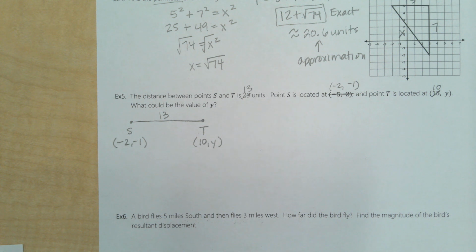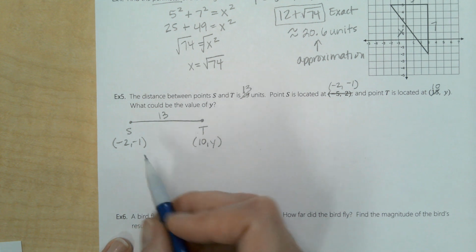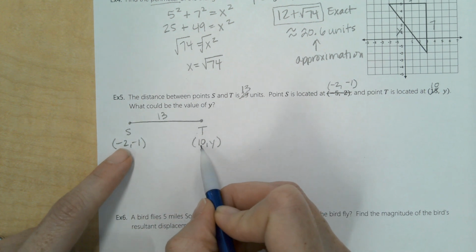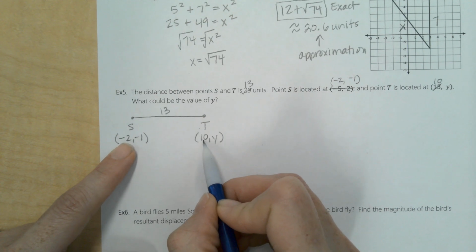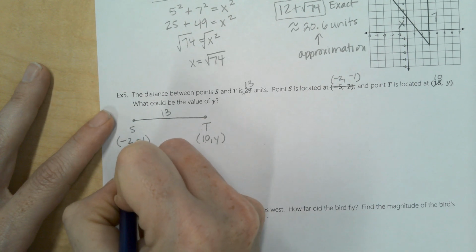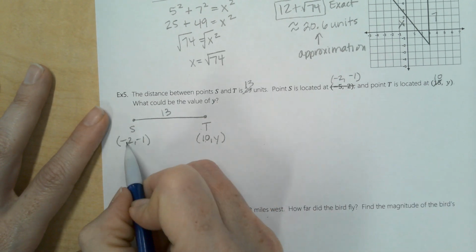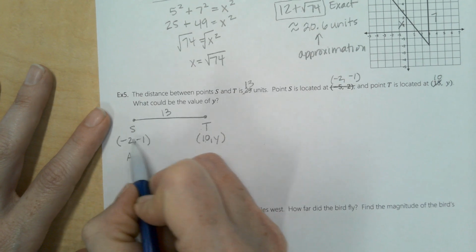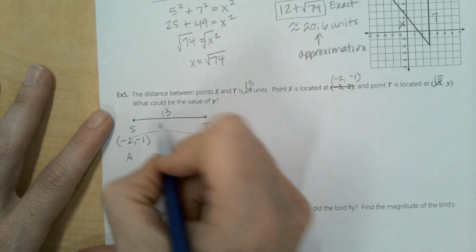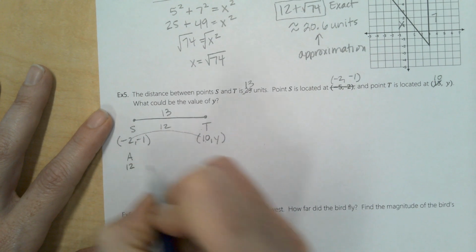Your A is going to be the distance between your X values. So from -2 to 10, how far is that? 12. So that's your A.